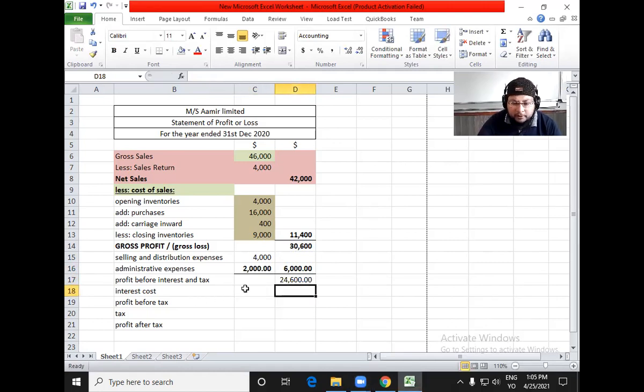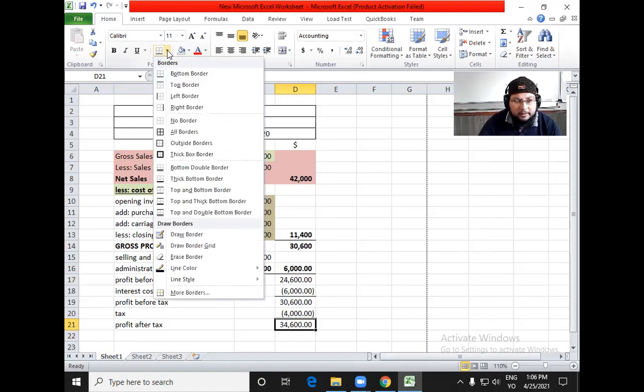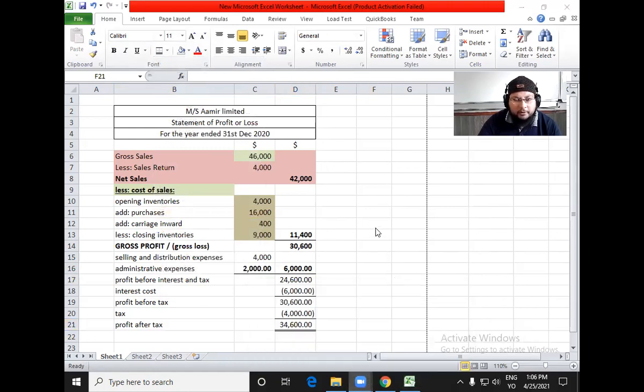And finally we have interest cost. Let's suppose it is 6,000. So you will get the profit before tax. You will subtract interest from the profit before interest and tax, and finally the amount of tax can be provided to you, and you subtract tax from profit before tax, then you will arrive at net profit. So students, that is how we prepare the statement of profit or loss.